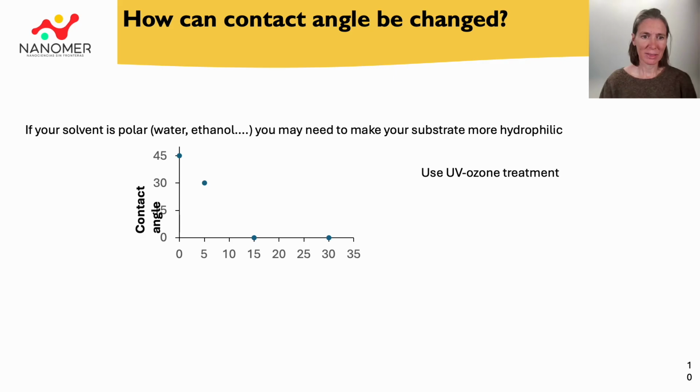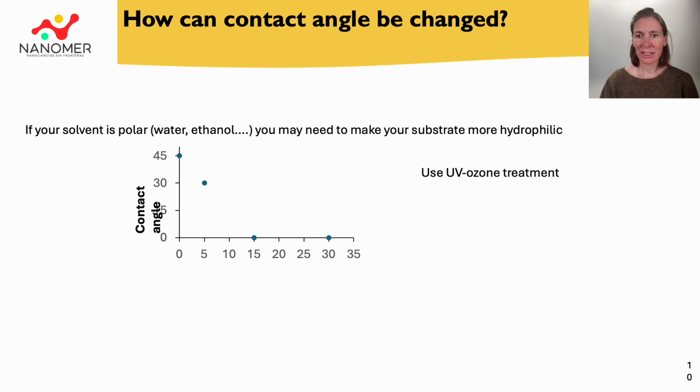So at 0 minutes, she had a natural contact angle of 45 degrees. If she treated with the ozone for 5 minutes, then she had a contact angle of 30. And if she treated for 15 minutes or longer, she had a contact angle of 0. Her substrate was perfectly wet and couldn't measure the contact angle.